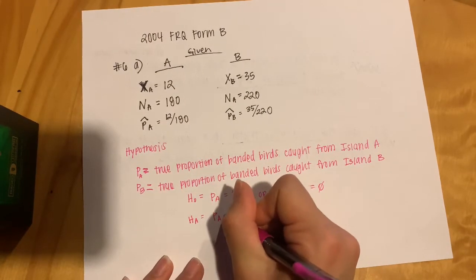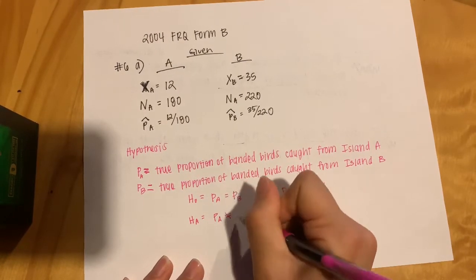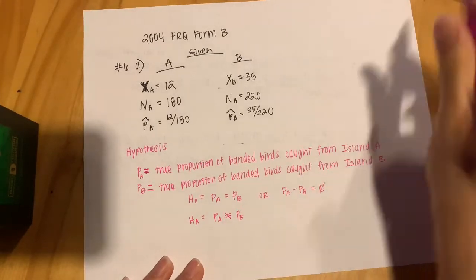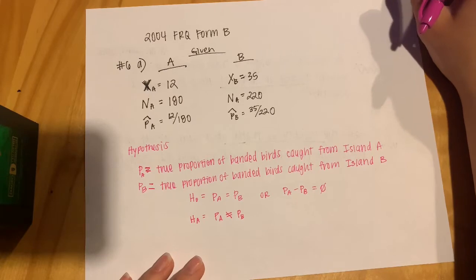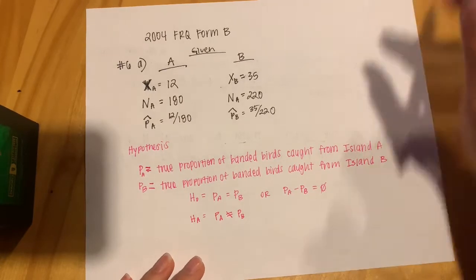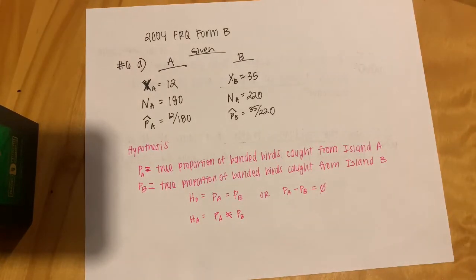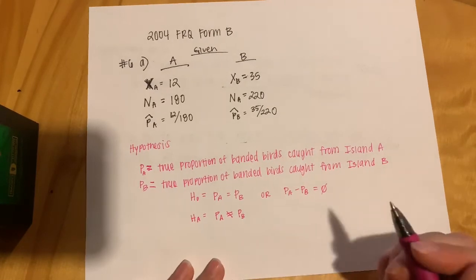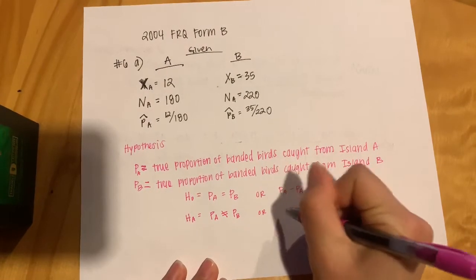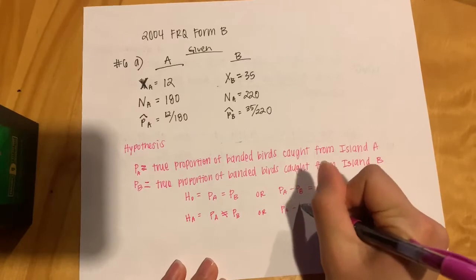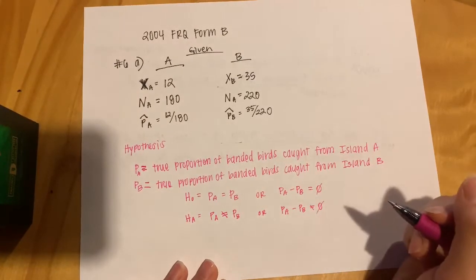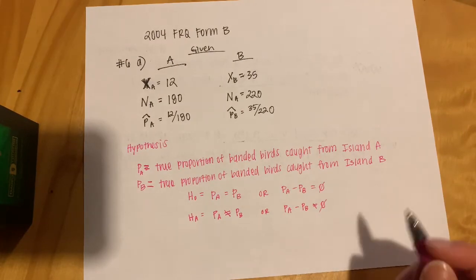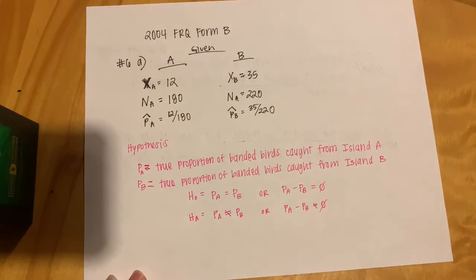The reason that in this case it's going to be not equal to is because the question asks if there is a difference in the proportions. It doesn't specify if it's less than or greater than, just if there's a difference. So it's going to be not equal to, or PA minus PB is not equal to 0. Okay, so that's going to conclude our hypothesis.